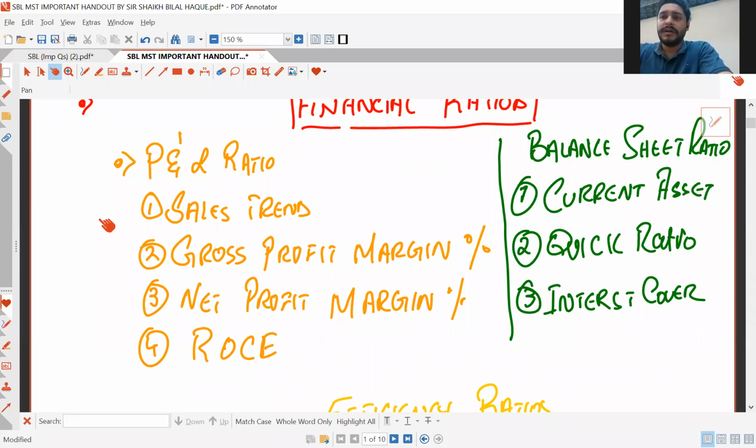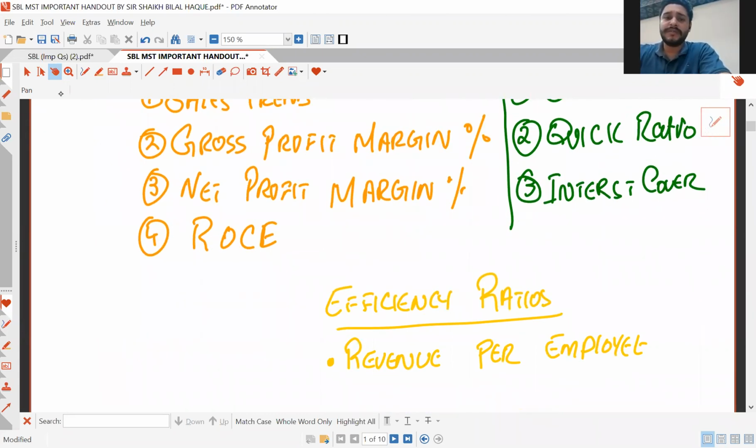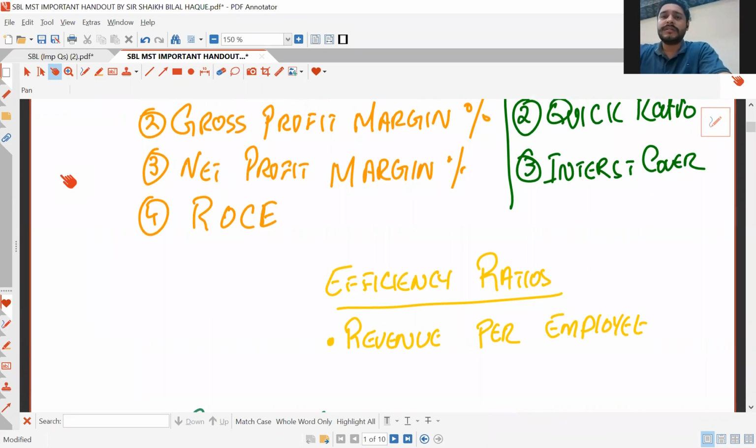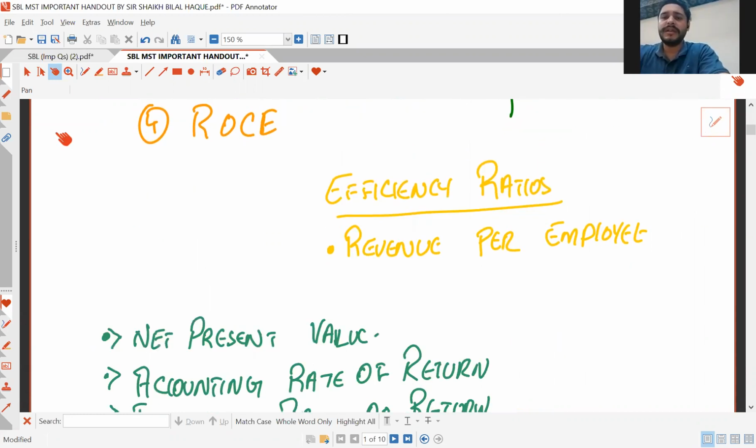we have got the current ratio. Similarly, we have the quick ratio available. We have the interest cover ratio. So these are some of the most important ratios that you might be calculating in your real-time SBL exam that is going to be held on Tuesday.